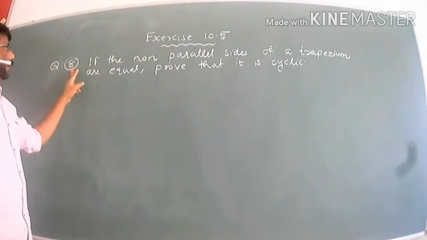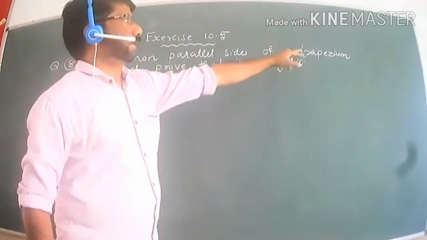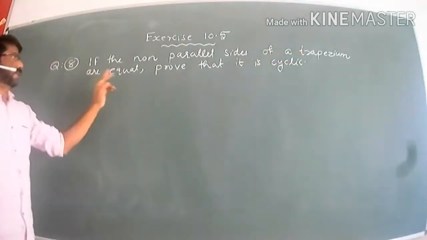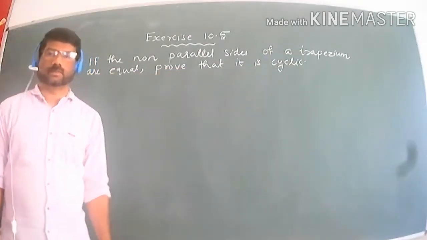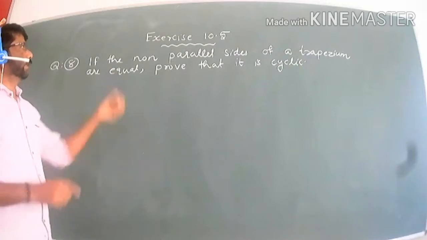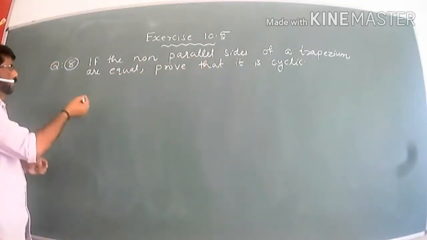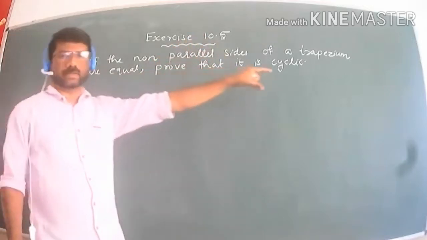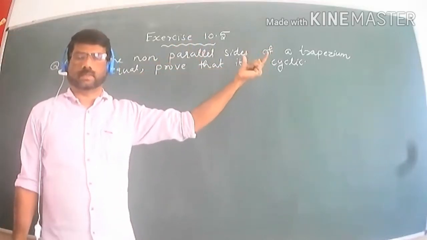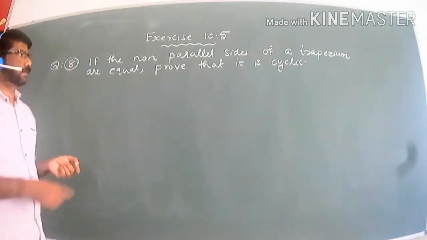Question number 8. If the non-parallel sides of a trapezium are equal, prove that it is cyclic. So this is the question. So here, given a trapezium. Let us draw the figure of a trapezium, and we have to prove that it is cyclic. So it will come inside the circle. The four vertices will be the points on the boundary of a circle.